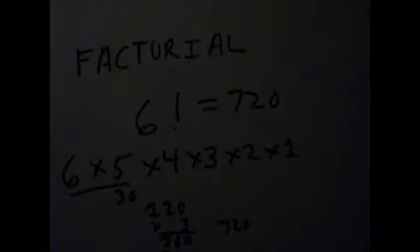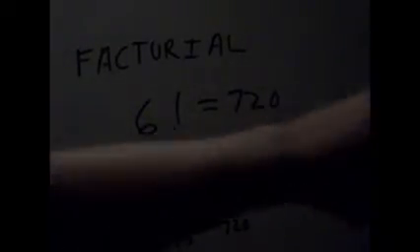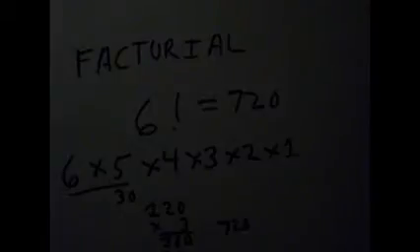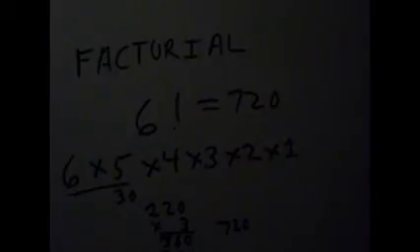So, again, 6 times 5 is 30. 30 times 4 is 120. 120 times 3 is 360. And 360 and 360 together is going to make 720. And 720 times 1 is 720. So the factorial of 6 is 720. And like I said, you can use a calculator, figure this up for yourself. But anyway, that's what factorial is.